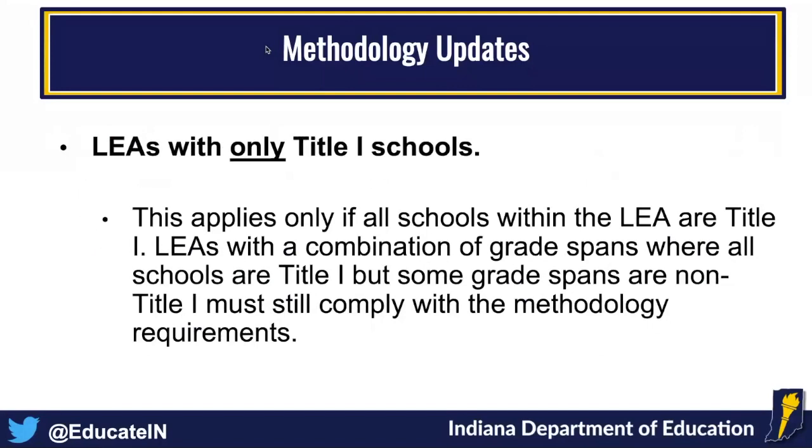The final category are LEAs with only Title I schools. This applies if all of the schools within the corporation are Title I. If you have Title I schools, all the elementary schools are Title I, but then you have a non-Title middle and high school, you're still required to do methodology. But if all of the schools within the corporation are Title I, you are exempt.